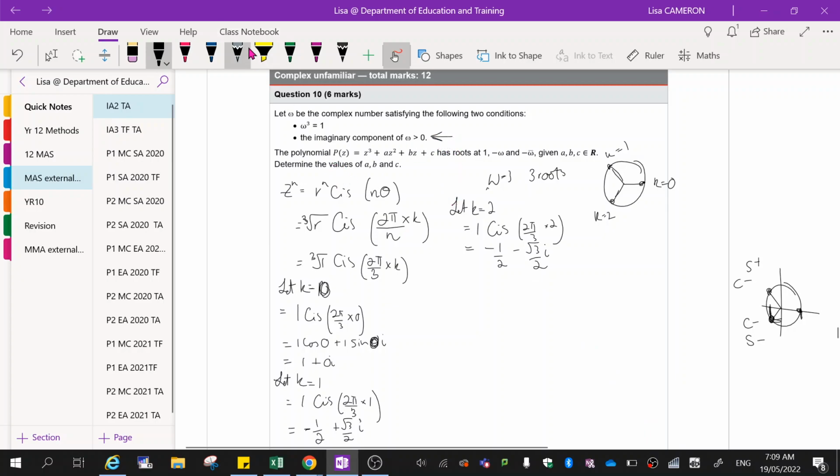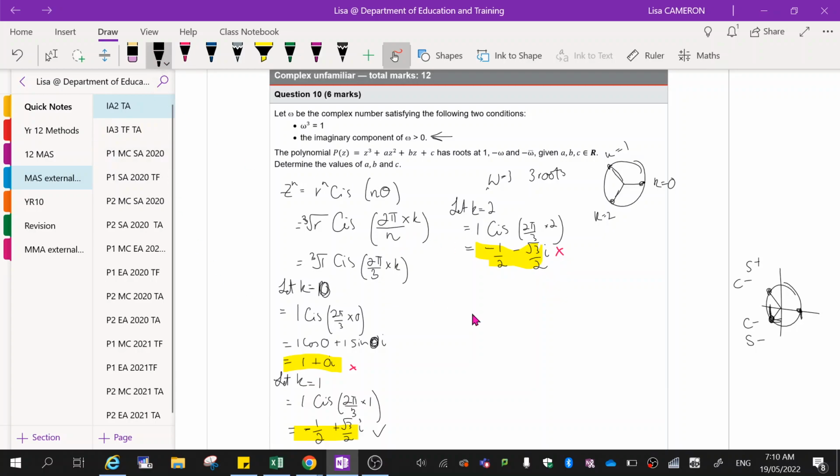So when I'm going through, I'm looking at my solutions. This one here, is it greater than 0? No. My imaginary component here is 0 exactly, so that's not it. This one here, is my imaginary component greater than 0? Yes, it is. So that could be one of them. Next one here, is my imaginary component greater than 0? No, it's not. It's a negative number.